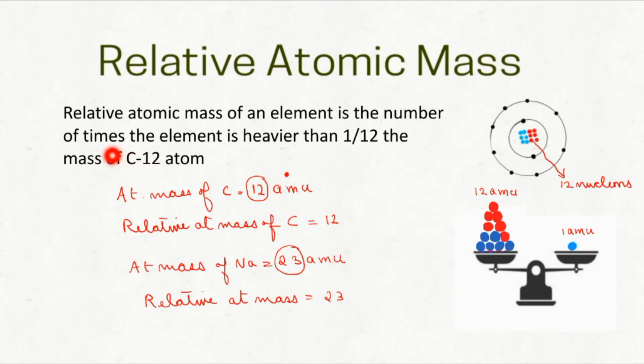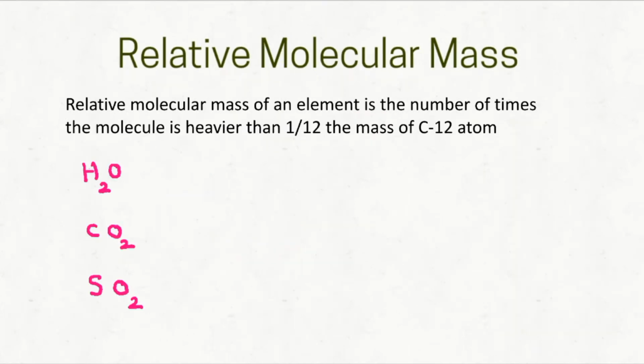Now read the definition. Relative atomic mass of an element is the number of times an element is heavier than 1 AMU, or 1 by 12 the mass of a C-12 atom. Did you get the idea? It's so easy now, right? Yes. Now see this one.